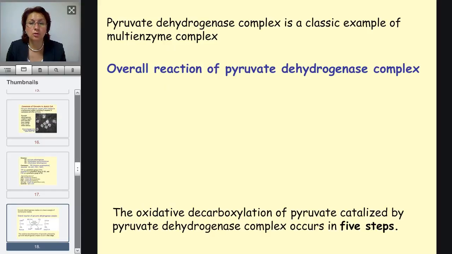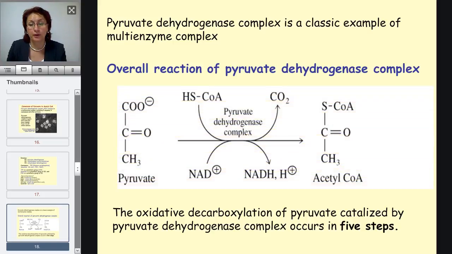Pyruvate dehydrogenase complex is a classic example of a multi-enzyme complex. The oxidative decarboxylation of pyruvate catalyzed by the pyruvate dehydrogenase complex occurs in 5 steps.